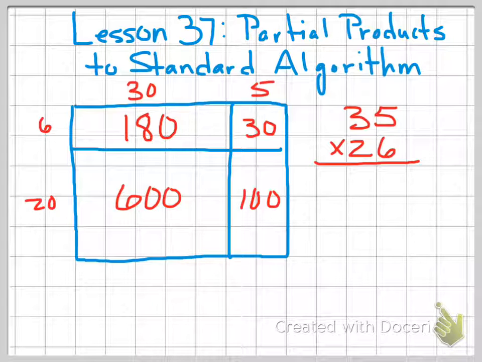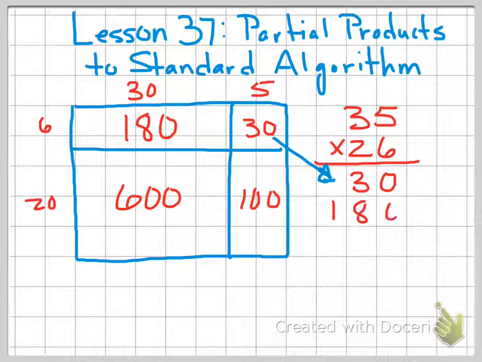6 times 5 is 30, and we see that comes from the area of this square right here, or rectangle. And then 6 times 3 tens is 180. And again, that comes from the top row here. Then I'm going to go down into the bottom row.